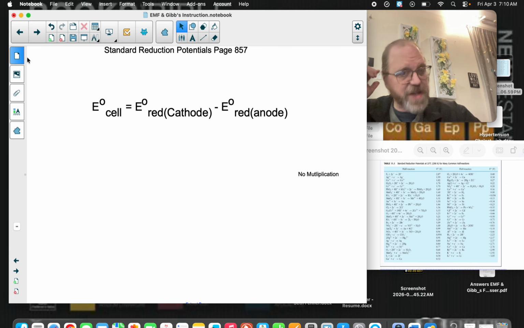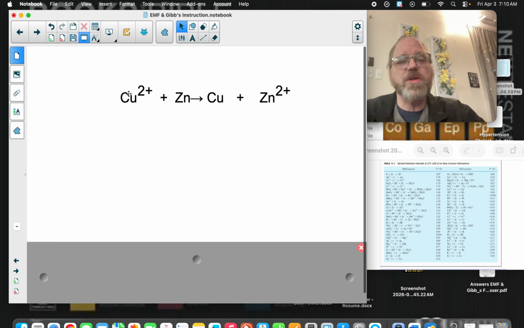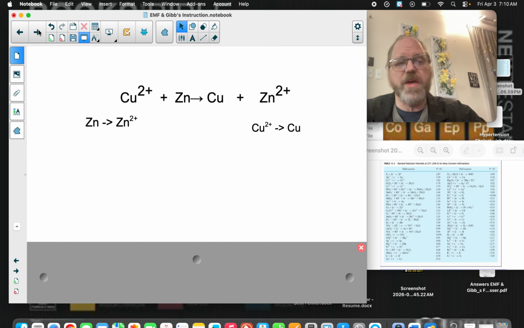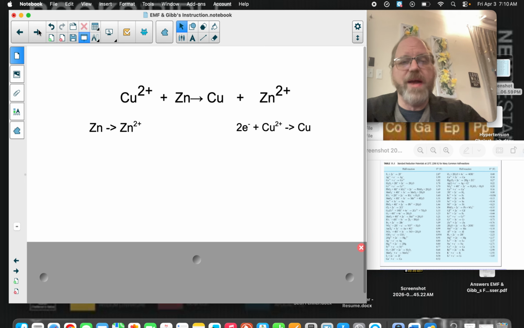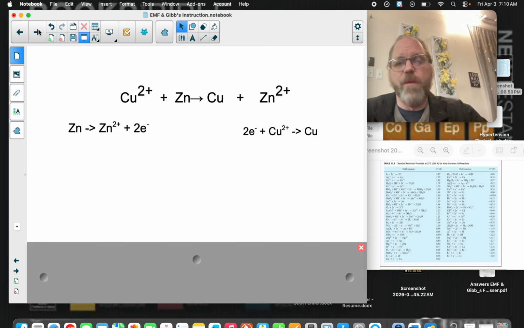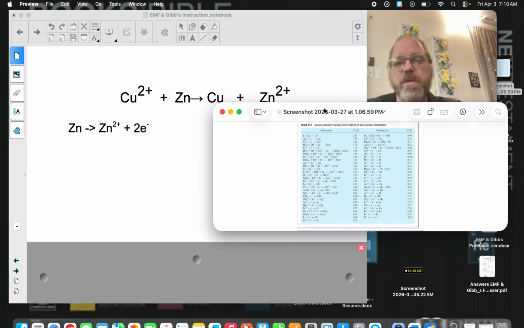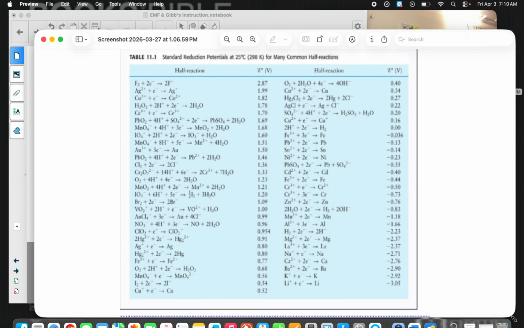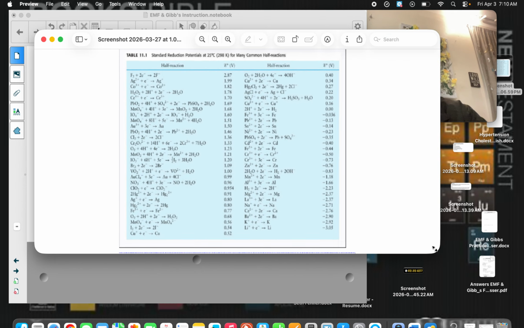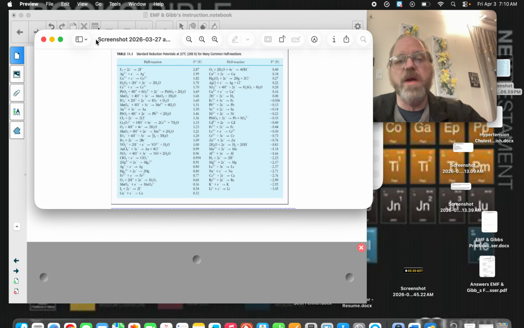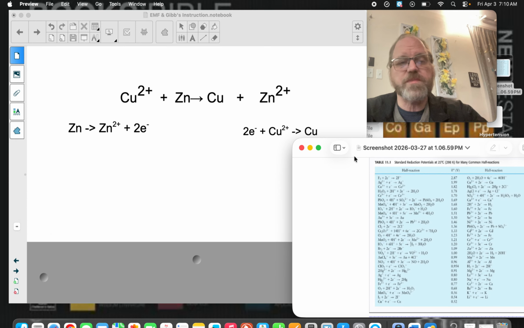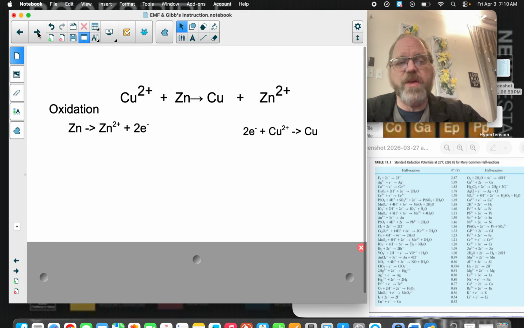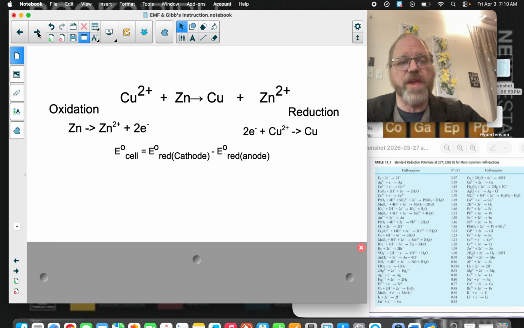All right, so let's take this one right here. We have copper 2+ plus zinc gives us copper plus zinc ion. We split that into 2 parts. So zinc goes to zinc 2+, and copper 2+ goes to copper. Now, when we look over here, we know 2 electrons there and 2 electrons there. This is my oxidation because I'm losing electrons, and this is my reduction because it's gaining electrons. We look at our standard reduction potential expression for the EMF.